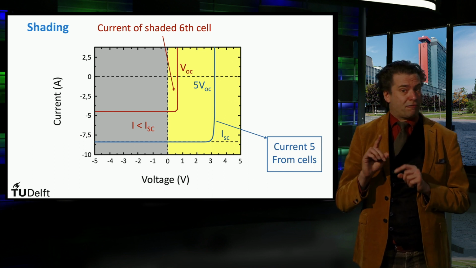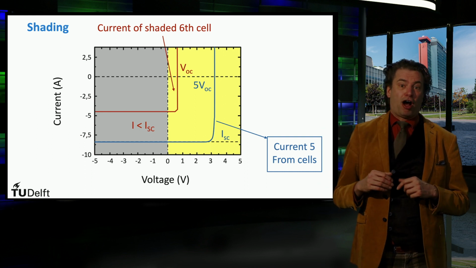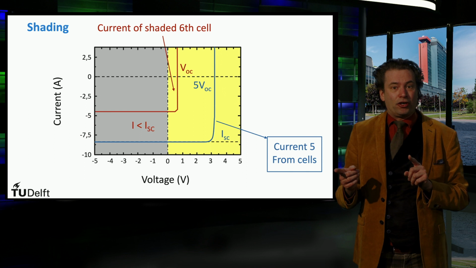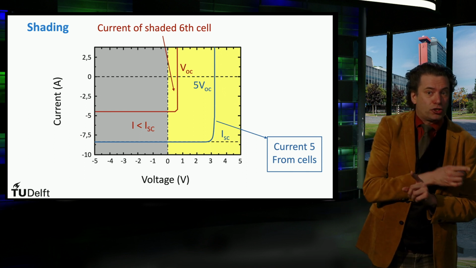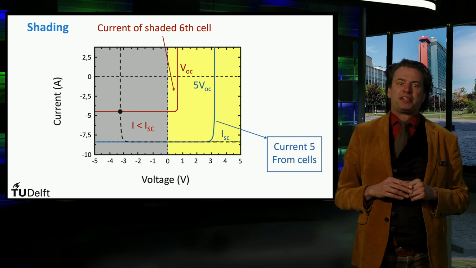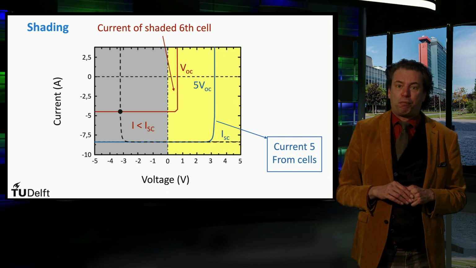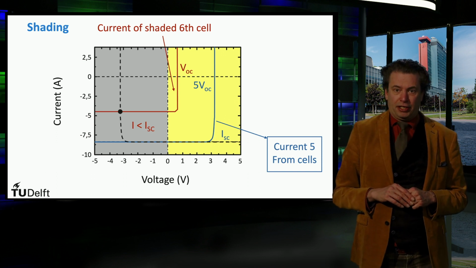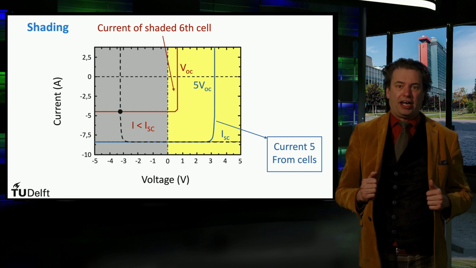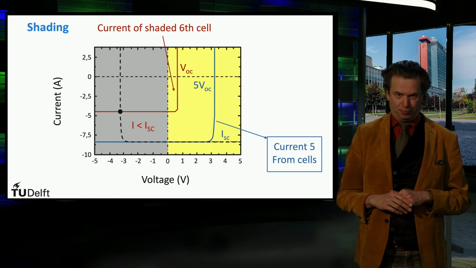However, since the 5 non-shaded solar cells are forced to produce high voltages, they act like a reverse bias source on the shaded cell. The dashed line represents the reverse bias load put on the shaded cell. It is the IV curve of the 5 cells mirrored into the vertical axis equal to 0 volts.